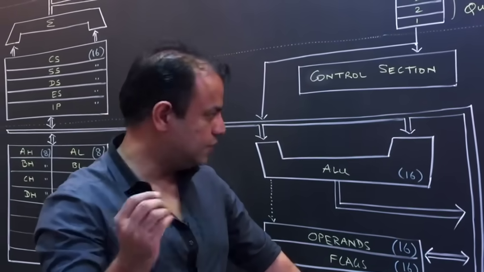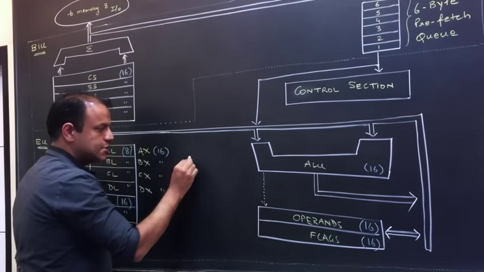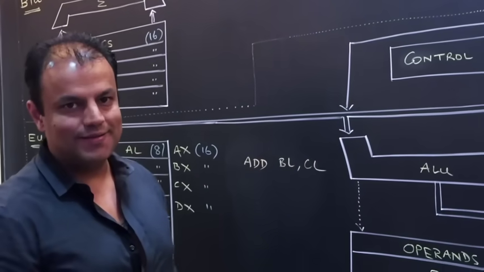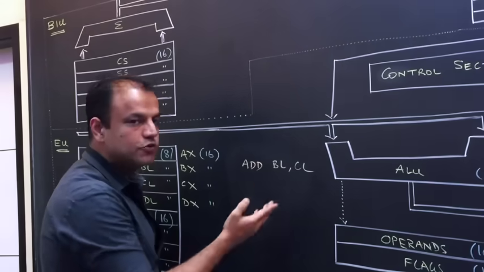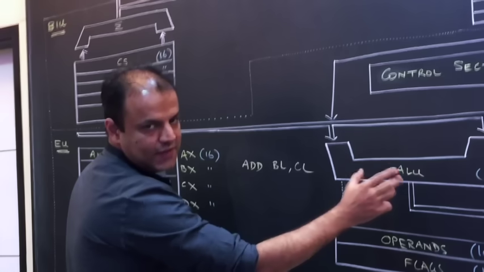No. There is only one ALU. This is the ALU. So, if I write an instruction like add BL, CL. I know I have not taught you what are BL and CL, but come on, you can understand that my purpose over here is to add two registers. This addition will be performed by this ALU.